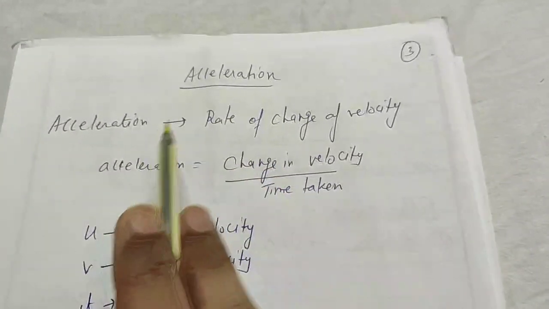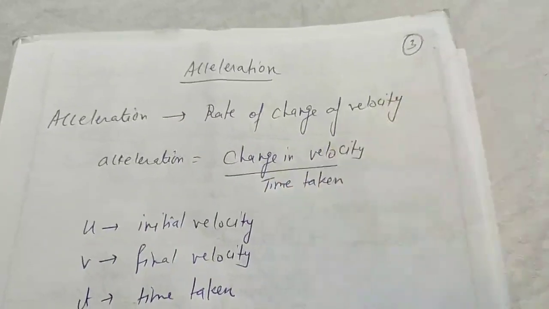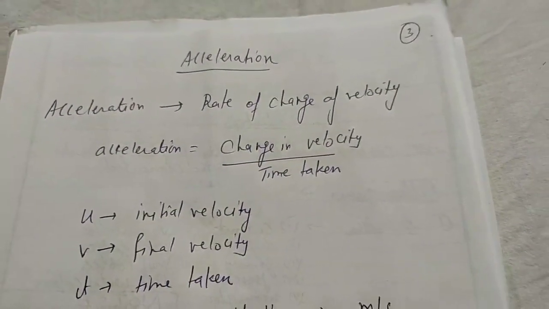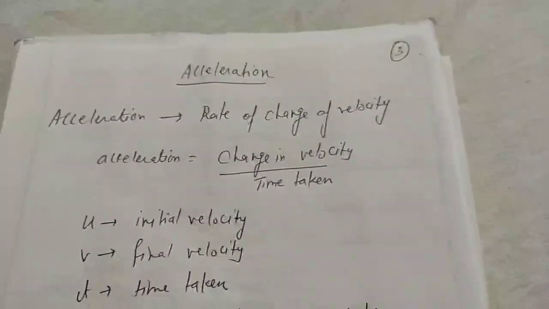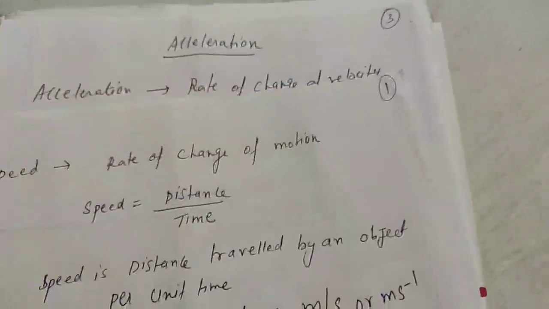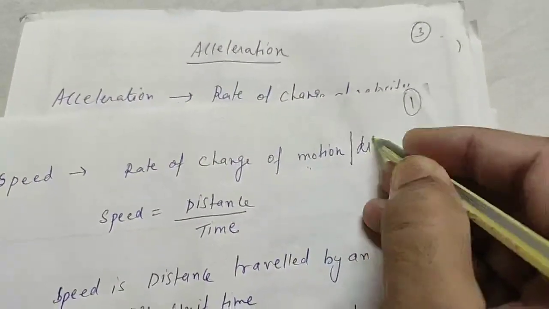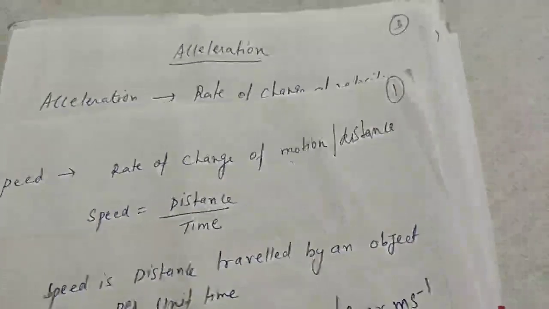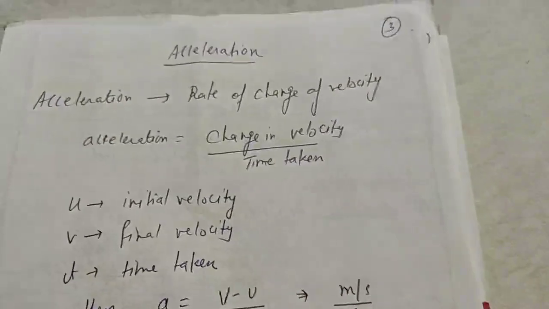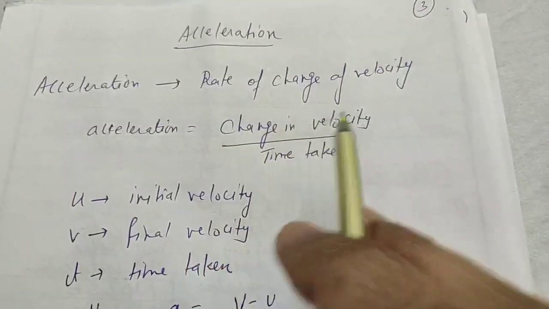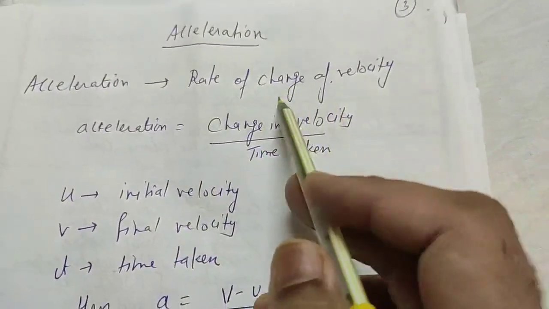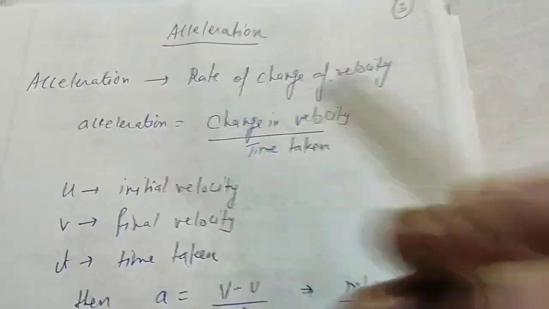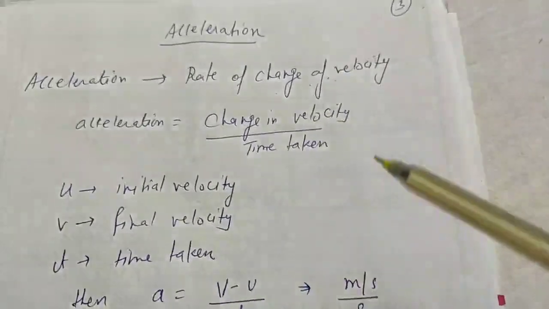That is acceleration. So what is acceleration? The rate of change of velocity. Means how the velocity is changing with time. Like speed was the rate of change of distance, means how the distance of the object is changing with respect to time. But here acceleration is the change in velocity upon time taken. We can simply say the rate of change, or the change of velocity with respect to time. So change in velocity upon time taken.